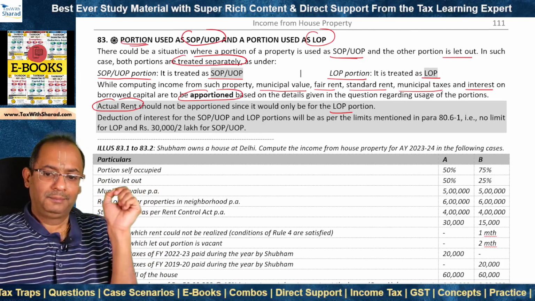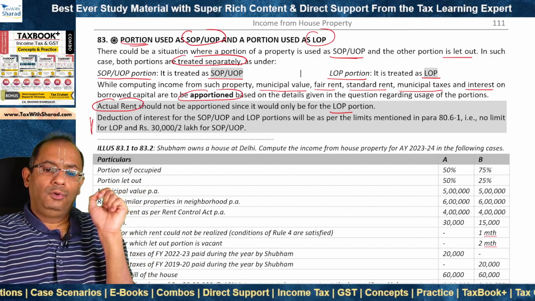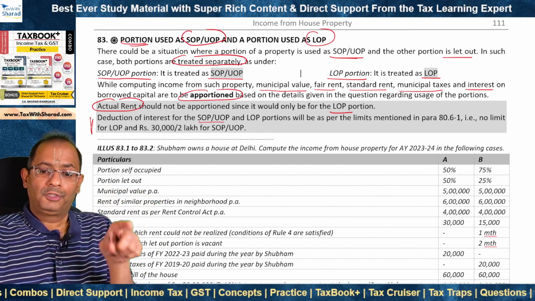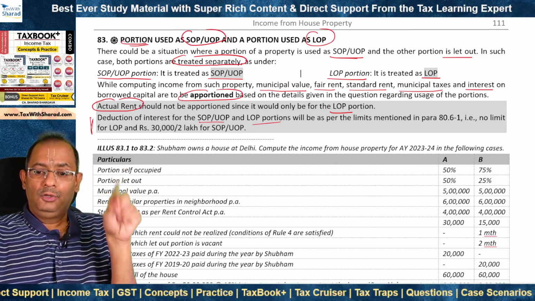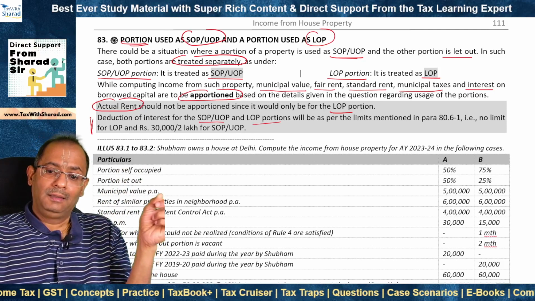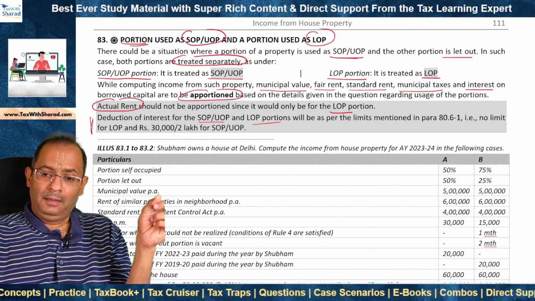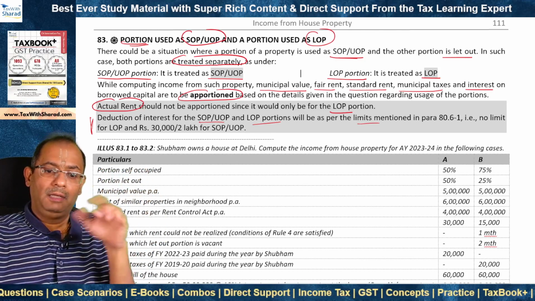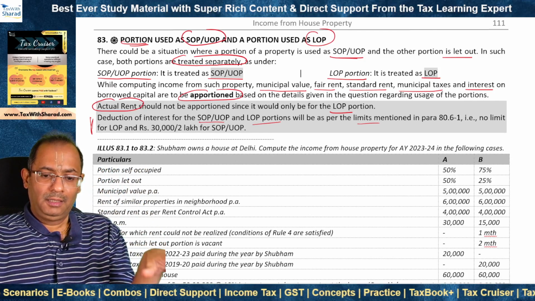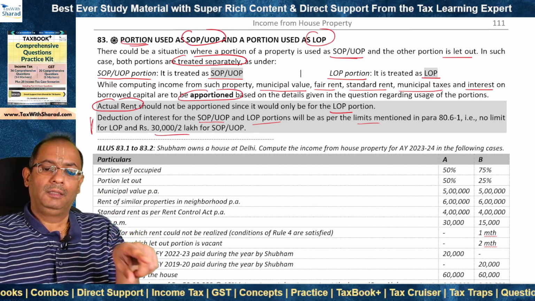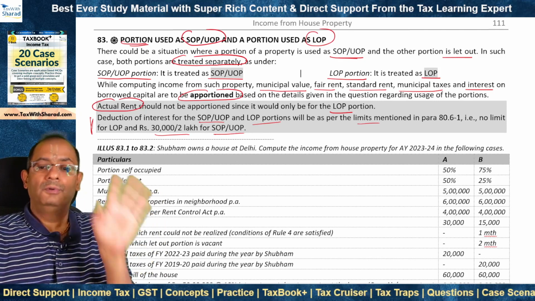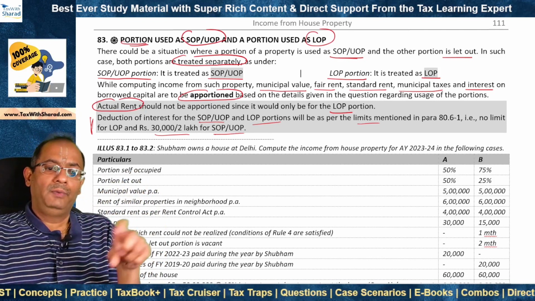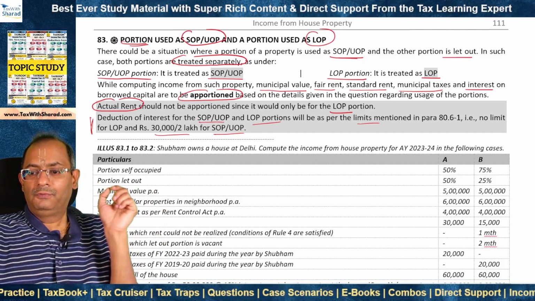You cannot apportion that. What you also need to note is, as far as deduction of interest for the SOP UOP portion or the LOP portion is concerned, you will apply the limits as we discussed in the discussion on the interest on borrowed capital. For the LOP portion, there will be no limit as far as deduction is concerned, while the limit will be 30,000 or 2 lakh for the SOP UOP portion. So accordingly, the apportionment will be made, and then you will need to make separate computations for each of these portions.